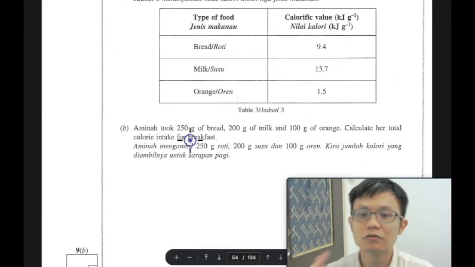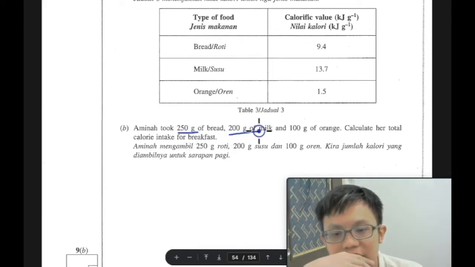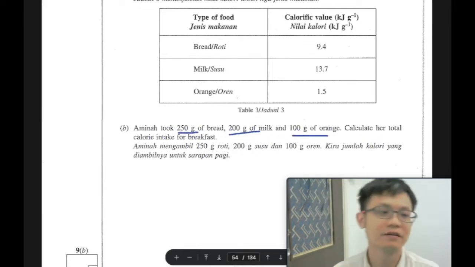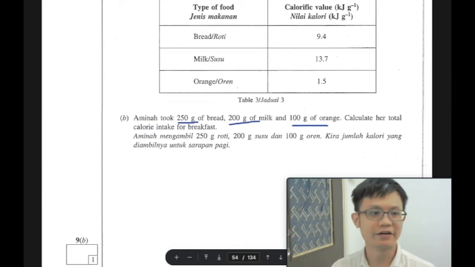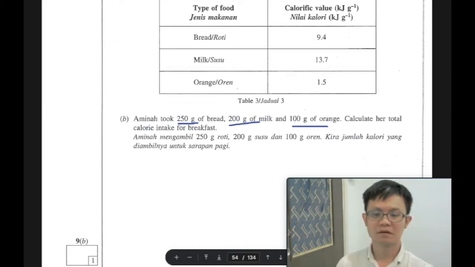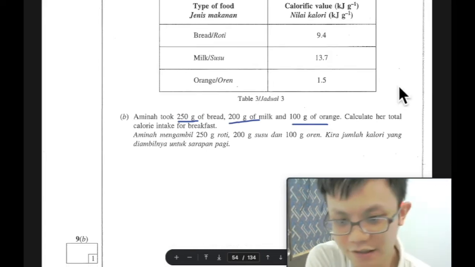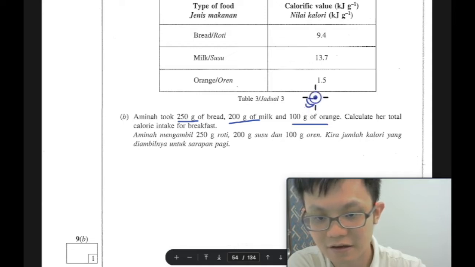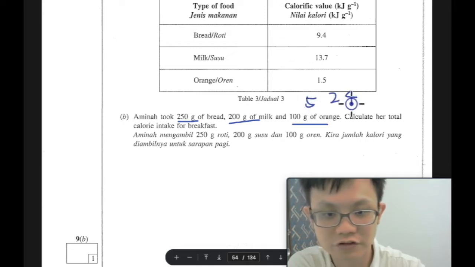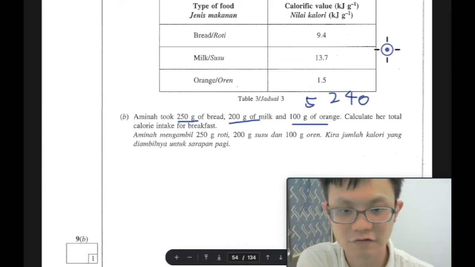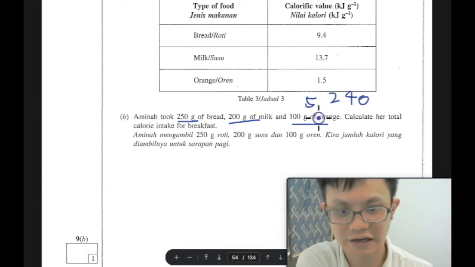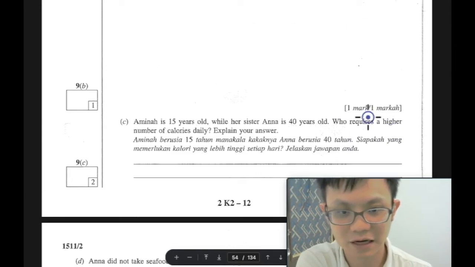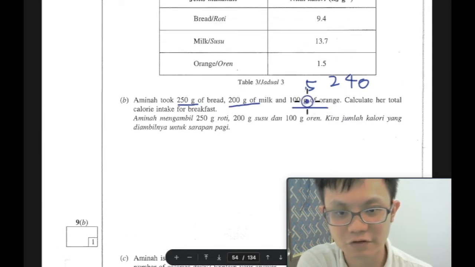Amina took 250 grams of bread, 200 grams of milk, and 100 grams of orange. Calculate the total calorie intake. Can you tell me the calorie intake? You can pause the video and do it. If you got the answer, congratulations. The answer is 5240. So this is your final answer? Confirm. How many marks? 1 mark. You won't get 1 mark if you write like this.